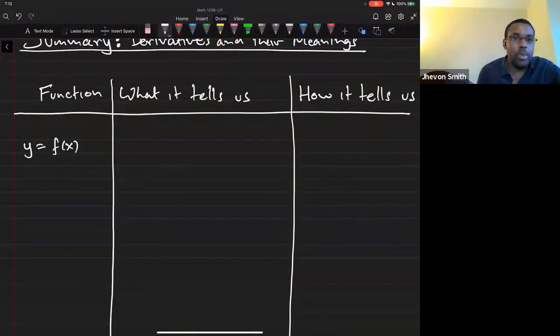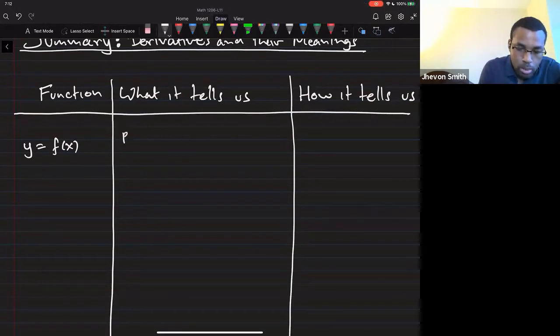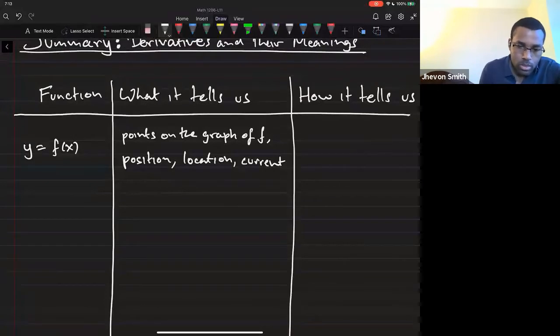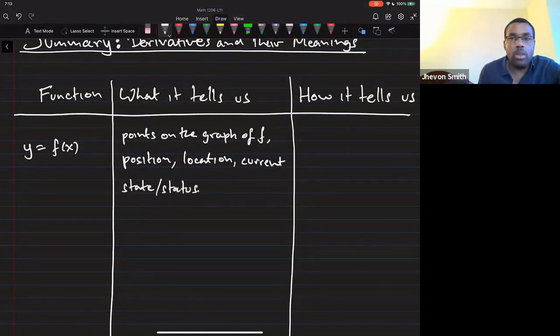So this is the original function. Now, when would you use the original function? What information can you get from that function? It can tell you about points on the graph. It can tell you about position, location, current state. Right? So stuff like that.